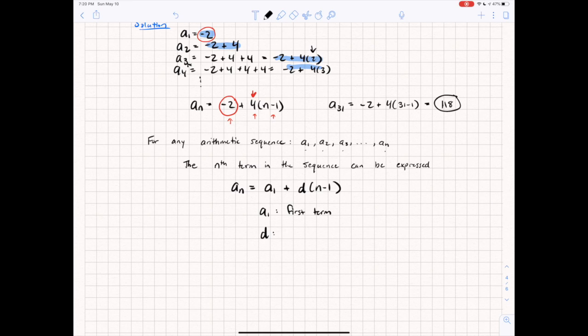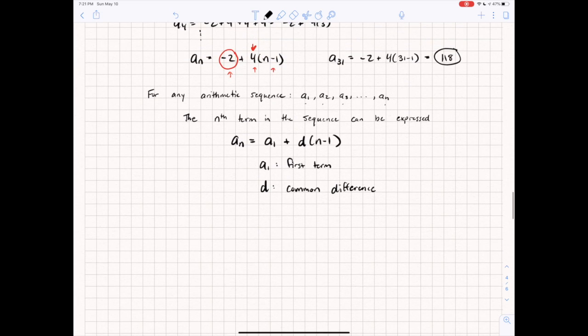D is the notation I'm going to use for the common difference. Because remember that if this is arithmetic, then each term is found by either adding the same number or subtracting the same number every time. And so that's what the D here is going to represent. N again represents the number of terms, or that term that I'm looking for, and then AN is that specific term in the sequence. And so that's arithmetic. Those are the equations for that.